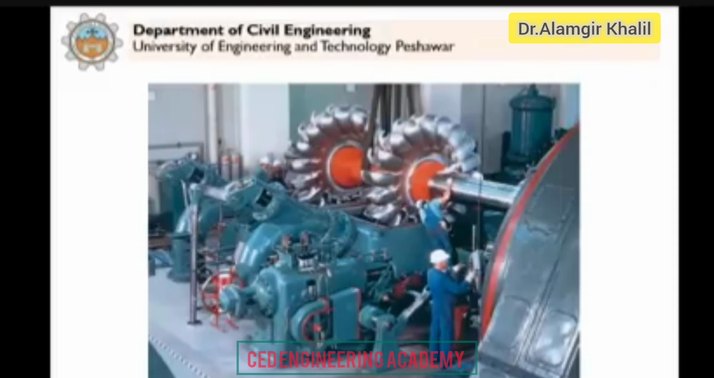Now you can see the impulse turbines. This is the Pelton wheel in our powerhouse. So you see the jet of water that will come and rotate it, clear? Here the jet of water will strike these vanes, and as a result these will rotate, and they will rotate the shaft of the generator. So this is how these impulse turbines are provided in a powerhouse.